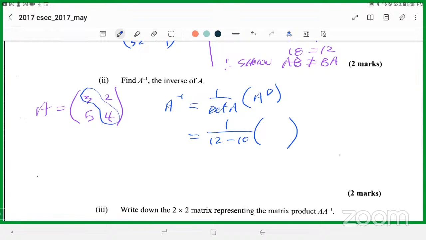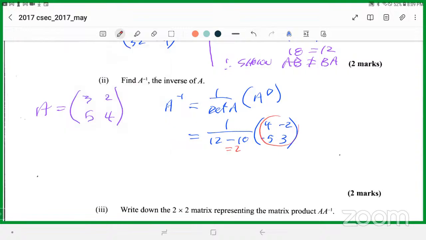Interchange the elements on the leading diagonal, that first diagonal. So we're going to put a 4 here and a 3 here. Leave these two elements on the second diagonal where they are. Change the sign. So this 2 becomes a negative 2 in the same position. This 5 becomes a negative 5 in the same position. This under here really is a 2. Let's put it in red.